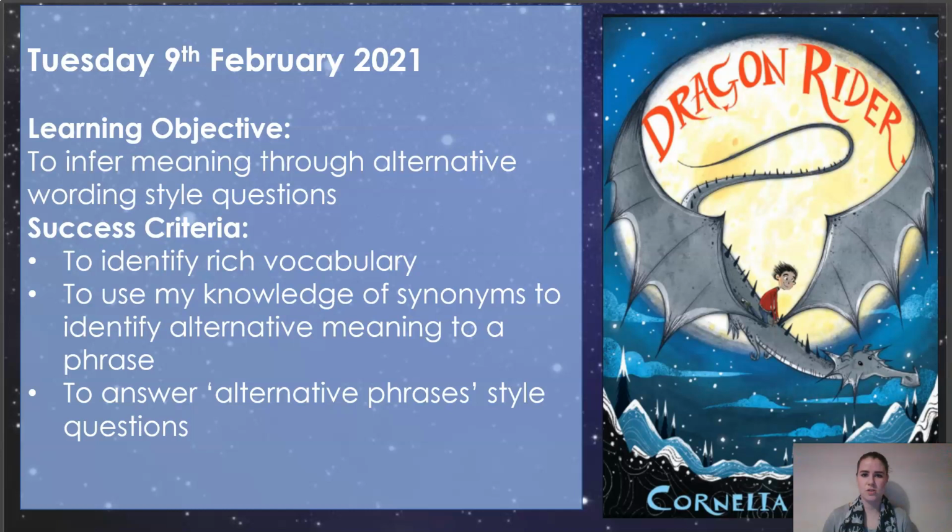How did you get on yesterday doing the independent task? I only gave you 2 pages. Hopefully you've read those 2 pages and you're up to speed for our new chapter we're going to be looking at today. So we're going to be looking at inferring meaning through alternative word style questions.